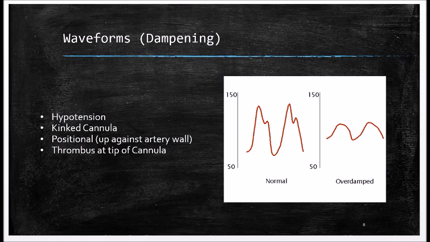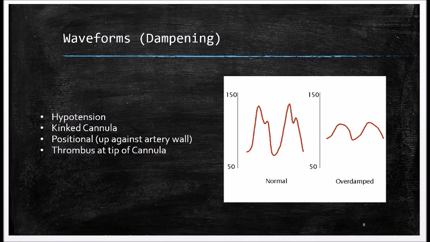Which brings us to the topic of waveform dampening. It is quite common to see arterial lines being dampened because, if a patient moves their arm, which is here positional, it could be up against an artery wall. The cannula inside could be kinked. The patient could be hypotensive. There could be blood clots at the tip of the cannula. And instead of seeing nice spikes with the dicrotic notch coming down in here, you're going to see a dampened waveform like that. So when that happens, it's always good to check, right?